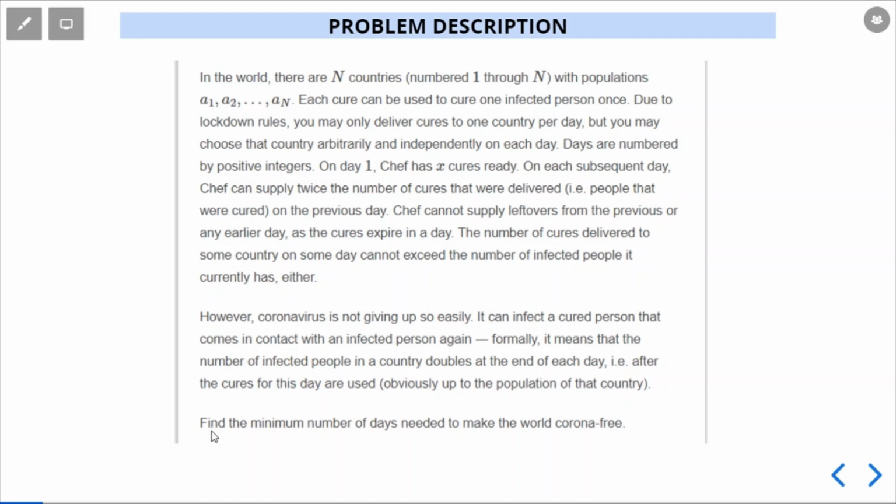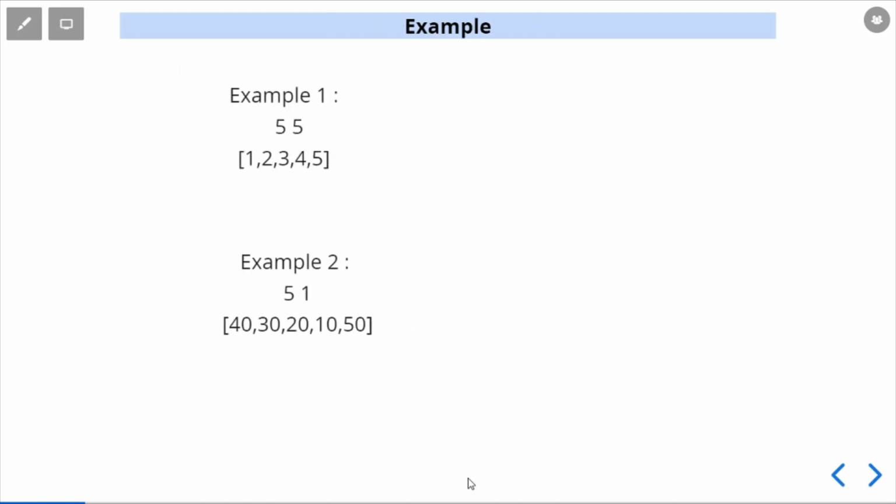So what do we need to find? We need to find the minimum number of days needed to make the world corona free. So this is the problem statement. Now let's look at the example and how we can solve it. Suppose N is 5, the value of X is 5 and the array is given as 1, 2, 3, 4 and 5.